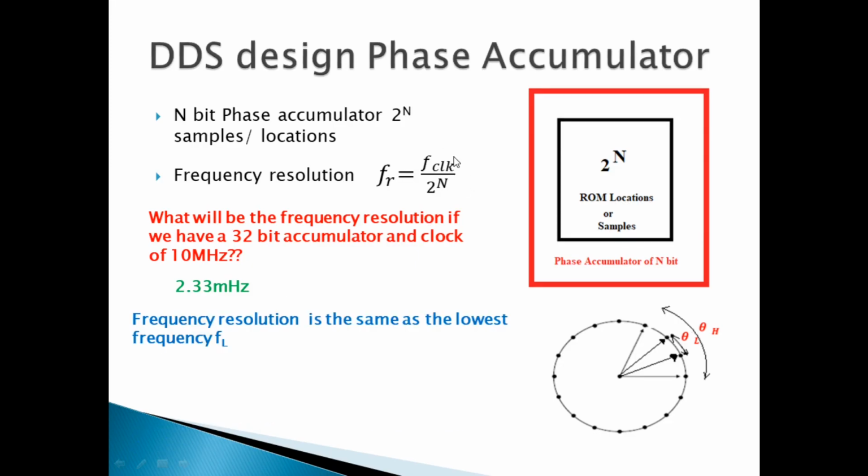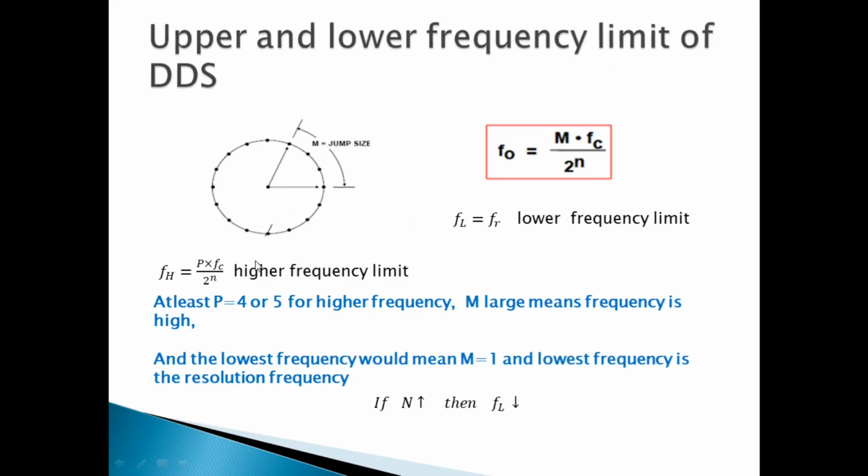So the frequency resolution and the lowest frequency would be the same. The lowest frequency that I would get from a DDS will be equal to the resolution frequency. So what about the upper frequency?